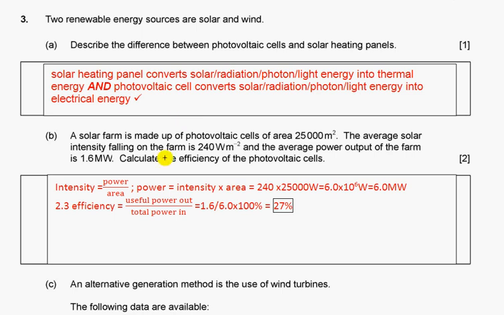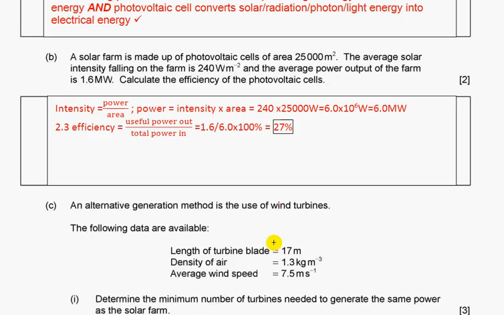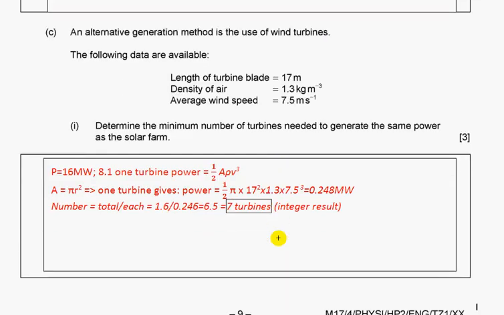So intensity equals power over area. Power equals intensity times area. So the total power falling is 6. Efficiency will be useful power divided by total, multiplied by 100%. C.